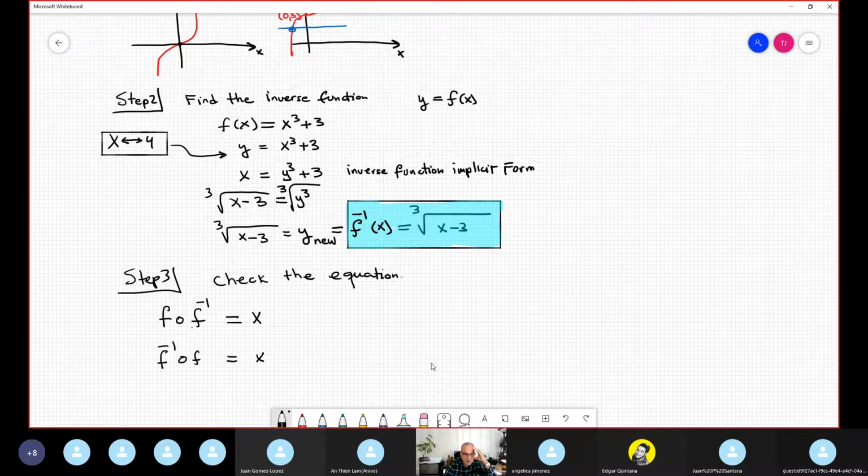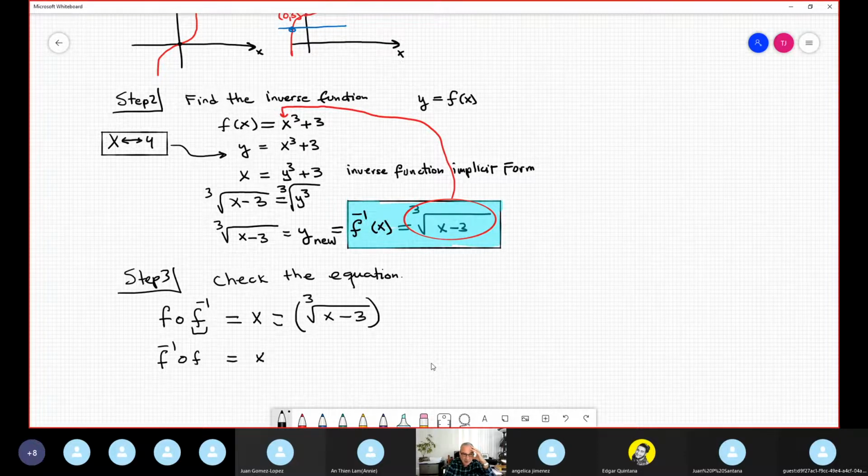Suppose that the first function is this. Let me use another color. Okay, red color. The inverse function you put inside here, inside this. So you replace. No x cubed anymore. It's parentheses, cubic root of x minus 3, raised to the cubic power, plus 3. Do you understand what you're doing? Is this clear?